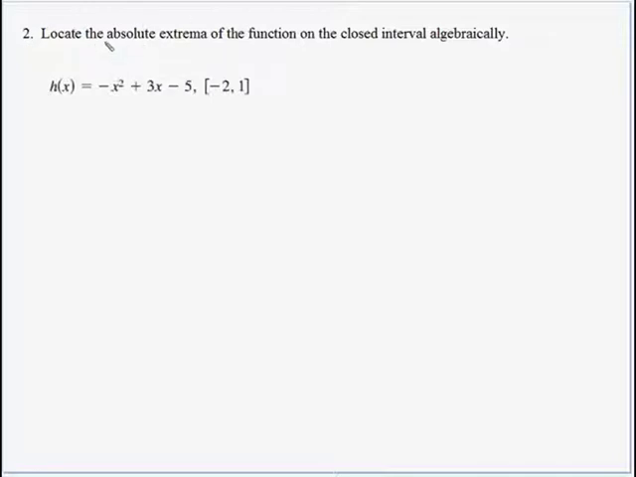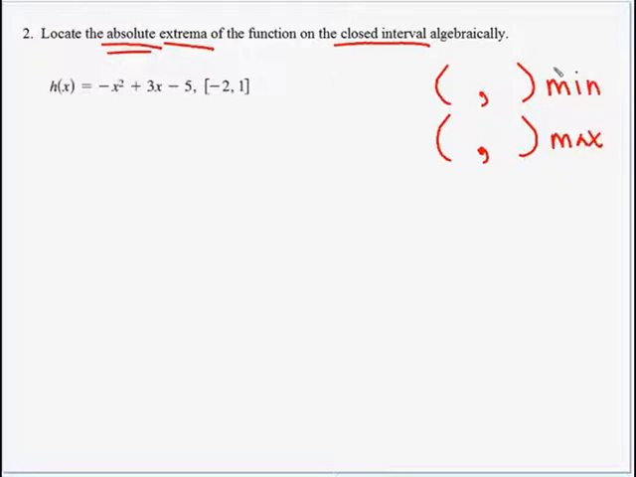Okay, now here it says locate the absolute extrema of the function on this closed interval, and we're going to do it algebraically. Okay, the extrema are ordered pairs, x and y coordinates. One of them will be our min, and the other will be our max. And I guess that is the absolute min and absolute max.